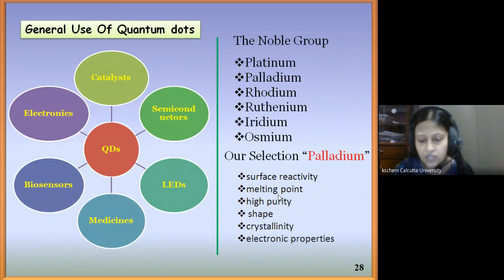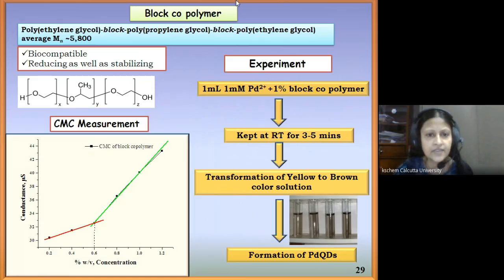The use of quantum dots is normally found in production of catalysts, semiconductors, LEDs, medicines, and so on. And we have checked the critical micellization concentration of this block copolymer and found it to be 0.6% weight by volume.